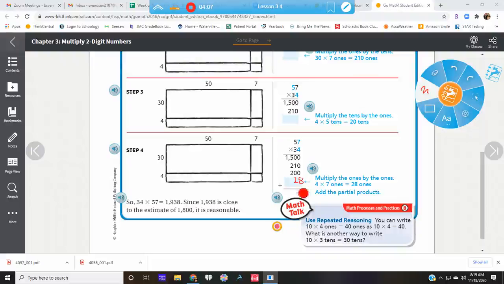So here I've got an 8. 0 plus 1 plus 0 plus 2 is 3. 5 plus 2 is 9. And 1 plus 0 is 1. So we get an answer of 1,938. So when we're talking about 1,938 things, our estimate of 1,800 is super, super close. So we can check our answer by saying we know that that is reasonable. All right, let's try another one.